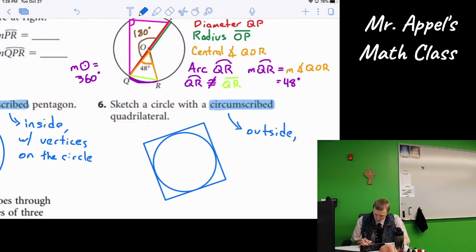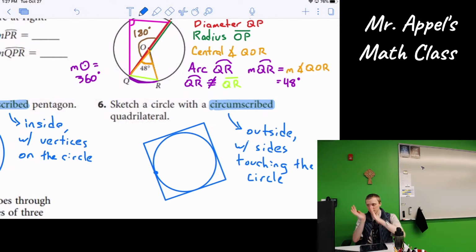But you must have all 4 sides touching the circle. Okay? Right there, that single point, it just touches the circle. And we call that the point of tangency, or a tangent line, a tangent point. That's what tangent means, to touch. You'll see that term come up a lot. This is where it comes from. All right? A single line touching a circle at a single point.